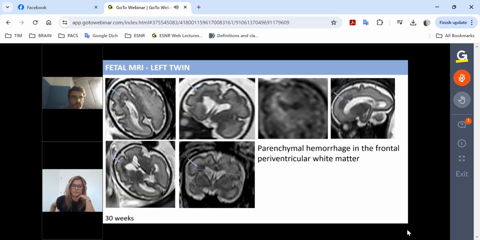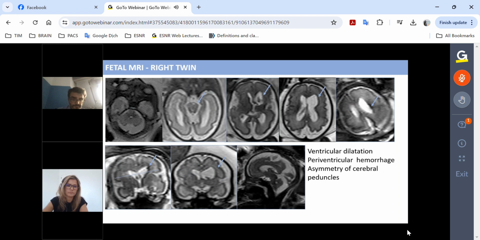So we did the MRI, and this is the MRI of the first fetus, the left twin. And you can see that there is a hemorrhagic lesion within the parenchyma, the frontal lobe. It's quite dark on T2 and a bit bright on the T1 weighted images, and also the diameters of the hemisphere were a bit reduced, so consistent with growth restriction.